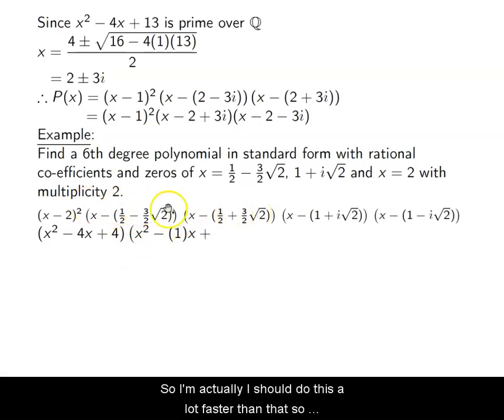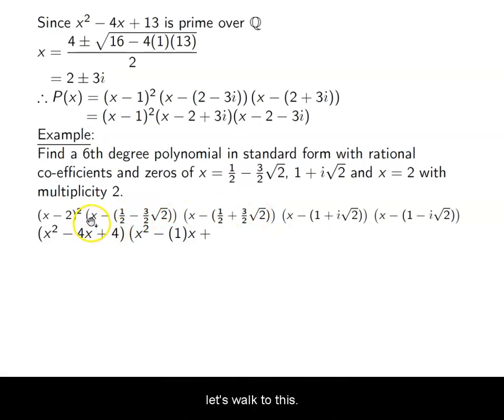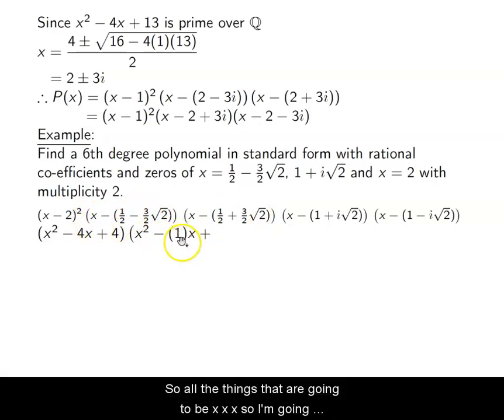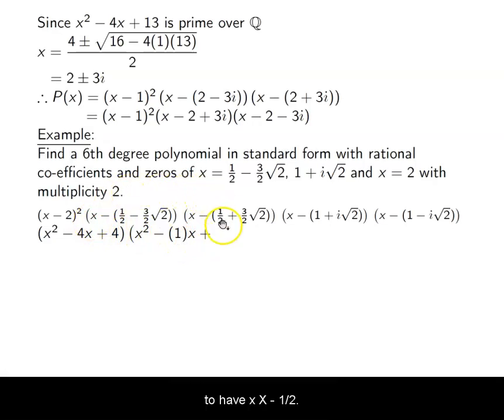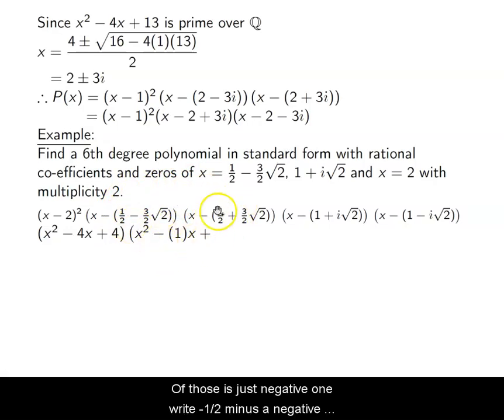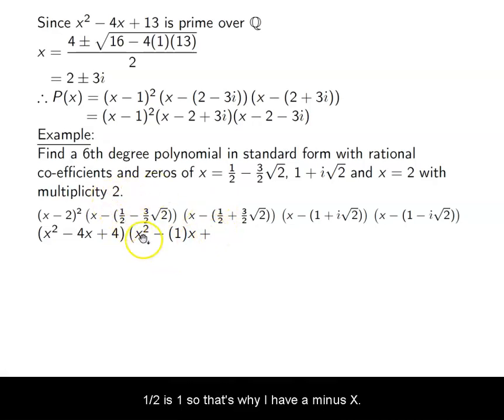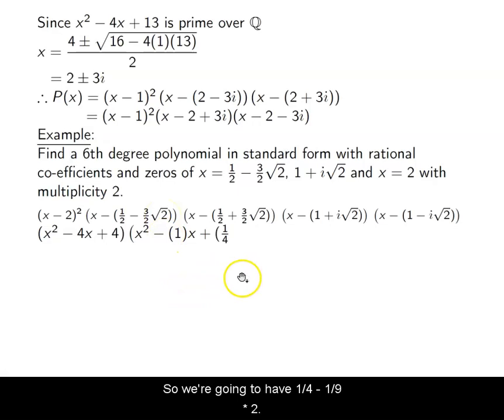So I actually do this a lot faster than that. So let's walk through this, okay? All the things that are going to be multiplied times x, so I'm going to have x times minus 1/2, and then this will also give me an x times minus 1/2. So 2 of those is just -1, right? Negative 1/2 minus a negative 1/2 is 1. So that's why I have a minus x here. X will multiply times this 3/2 root 2, as well, okay? So we're going to have 1/4 minus 1/9 times 2 for the squared term, okay?